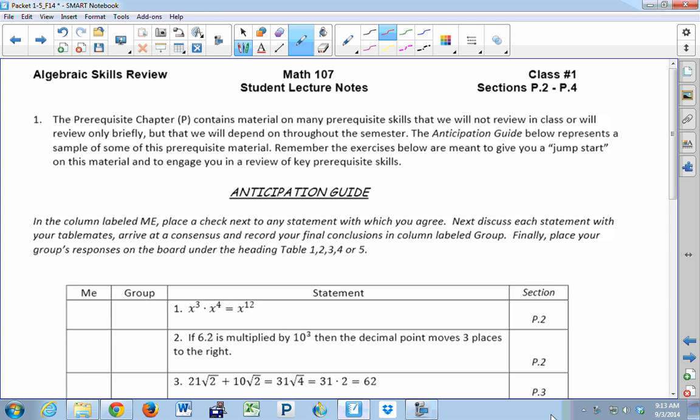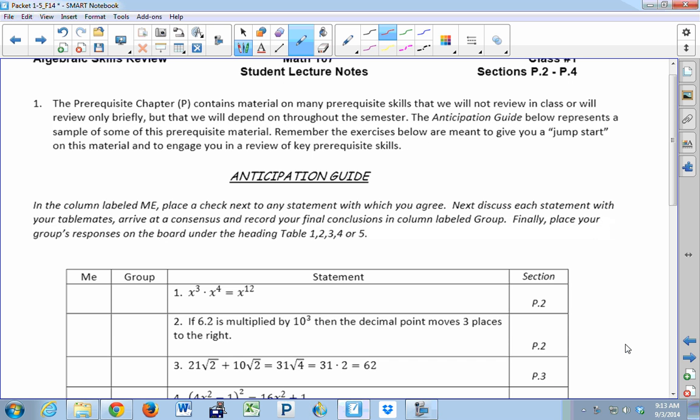The prerequisite chapter, the material and the prerequisite skills that class will, but that we will then not throughout this semester. The anticipation guide below represents the samples of this prerequisite material. Remember, the exercises below are a jumpstart material, a review of key prerequisite skills.